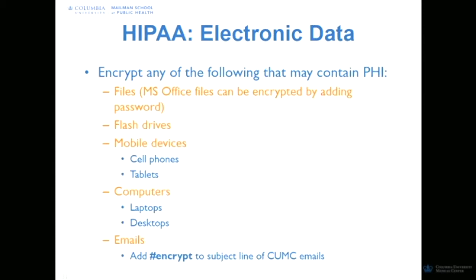So with electronic data, like I mentioned, we want to encrypt as much as possible. So encrypt files when you can. You can actually encrypt most Microsoft Office documents, Word documents, Excel, Access databases. They can all be encrypted. If you look up how to put a password on a document, that password protection is actually encryption of the file. If you're working with flash drives, mobile devices, computers, they should all be encrypted if they're storing sensitive research data.